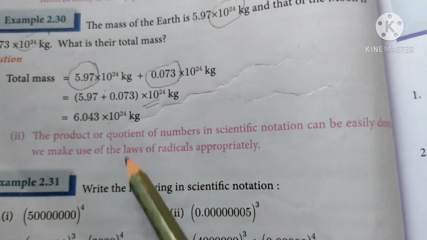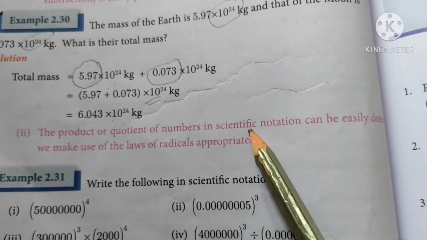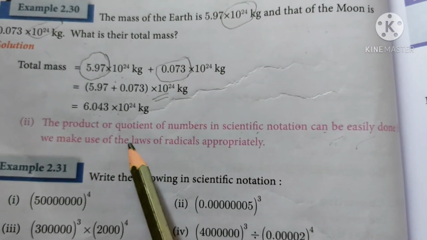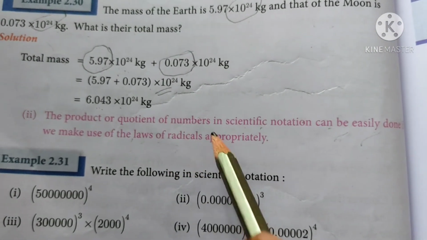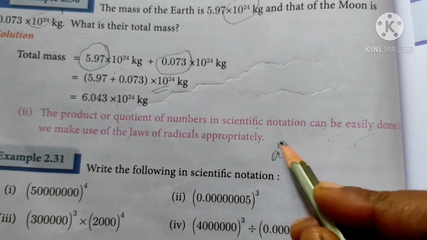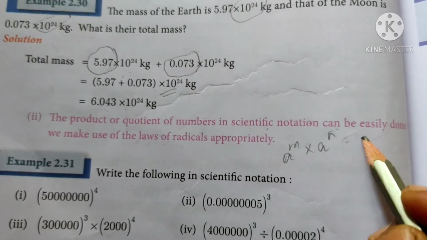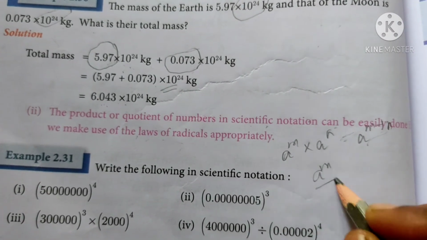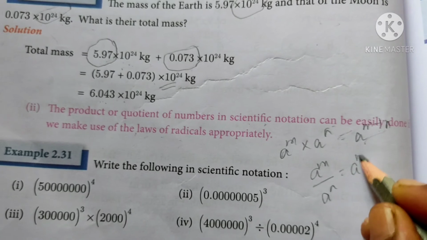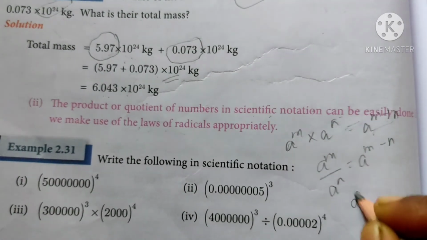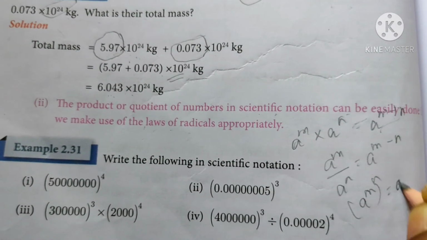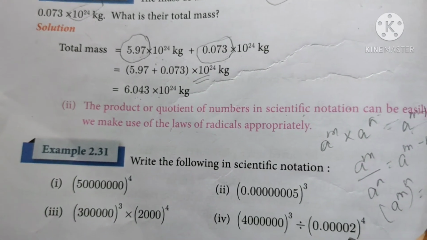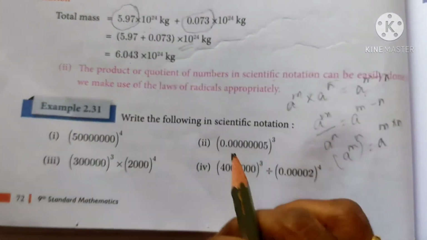And then listen to the next point. The product or quotient of numbers in scientific notation can be easily done if we make use of the laws of radicals. The laws of radicals: a power m into a power n is a power m plus n, and a power m by a power n is a power m minus n. Then a power m the whole power n is a power m into n. This is the law of radicals. We use this and complete the scientific notation.